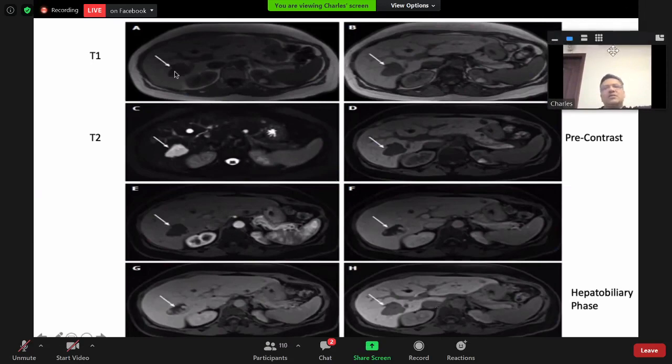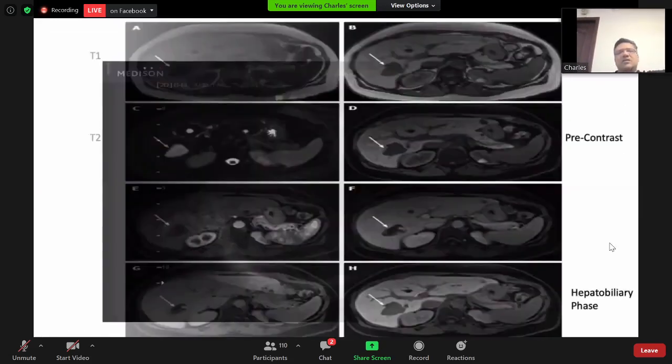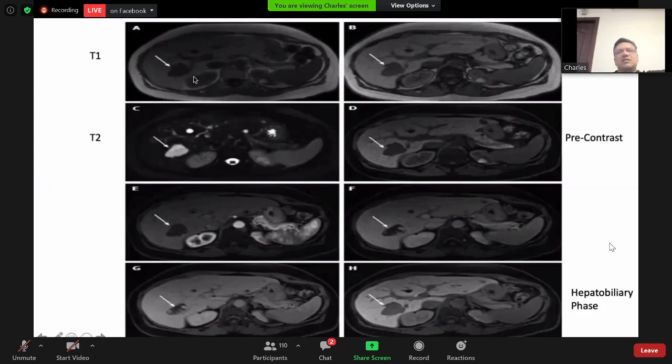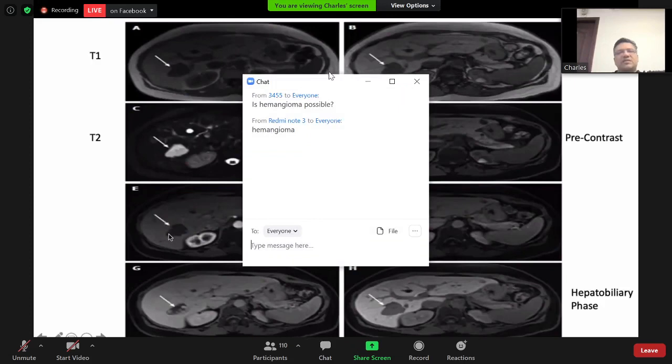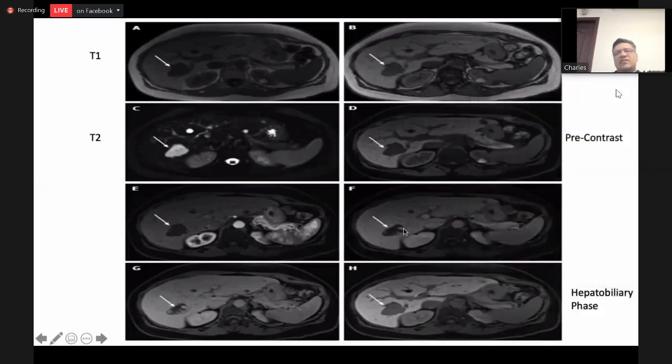So in T1, you are seeing a hypointense lesion. The hyperechoic lesion that you saw in the ultrasound appears hypointense compared to the rest of the liver in T1. In T2, you can see that it is very bright compared to the surrounding liver. This is otherwise called the light bulb sign. And in the arterial phase, you can see a globular rim enhancement, gradually filling in from the periphery in the portal venous and the delayed phases.